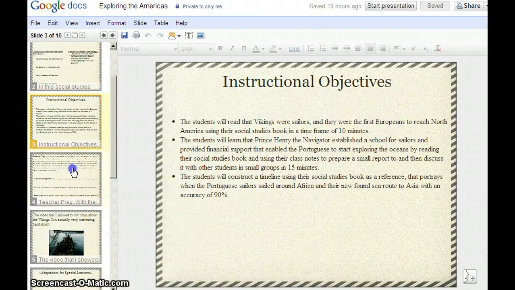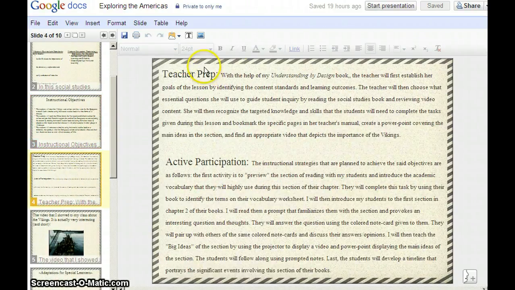to work. The next slide shows my teacher prep and active participation. Up top, you'll see the teacher prep. I used my Understanding by Design book. I'm also in another graduate class right now, and it is all about designing a lesson to help your students be better engaged, more focused.